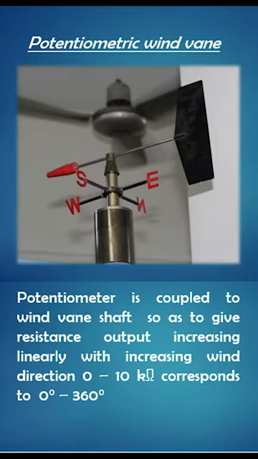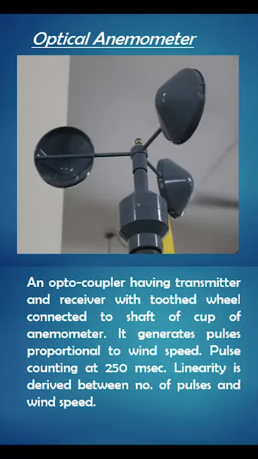A potentiometer is coupled to the wind vane shaft, so as to give a resistance output increasing linearly with increasing wind direction. 0 to 10 kilo ohm corresponds to 0 degrees to 360 degrees. An optical coupler, having a transmitter and receiver with a tooth wheel, is connected to the shaft of the cup anemometer. It generates pulses proportional to wind speed. Pulse counting is done at 250 milliseconds. Linearity is derived between the number of pulses and wind speed.